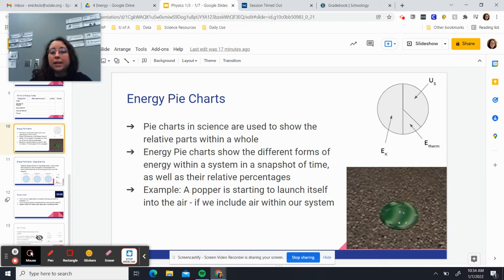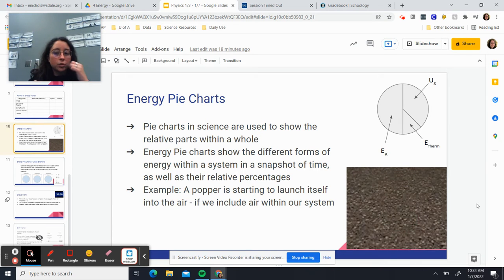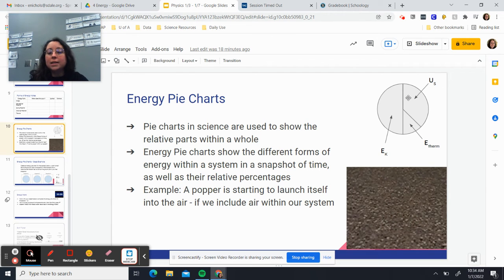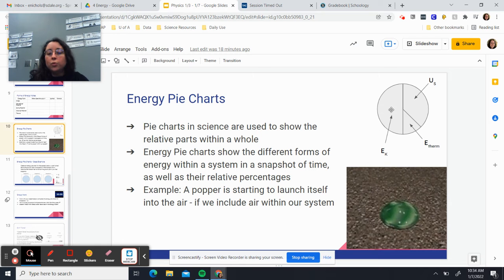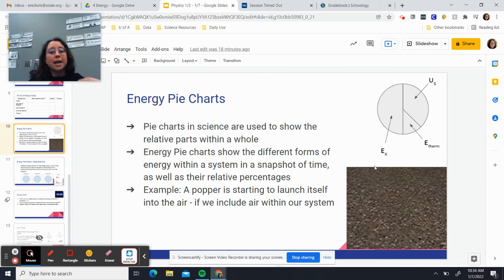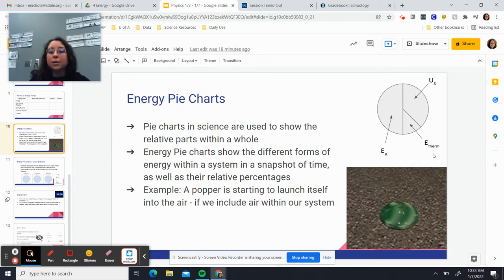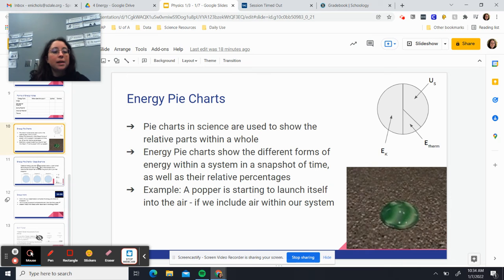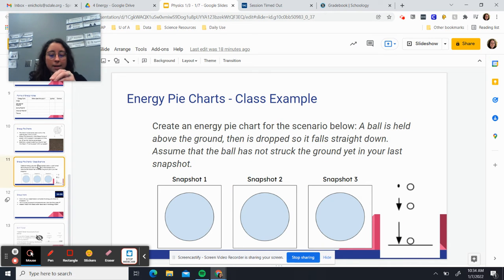In my example here, I have the popper starting to launch itself, which is what the little GIF is. Since it's starting, it hasn't used up all of that elastic energy, which is why I have a section of the pie graph being US, but it is starting to move, so I've given it kinetic energy. And because I want to account for air resistance, I'm going to put thermal energy. But the key with snapshots is they're across time.